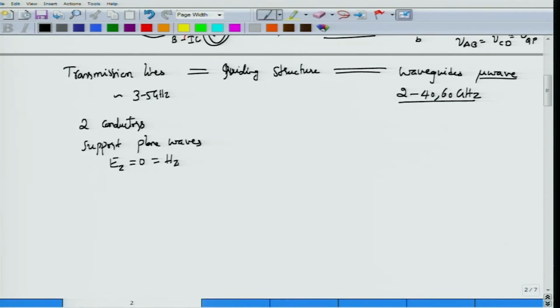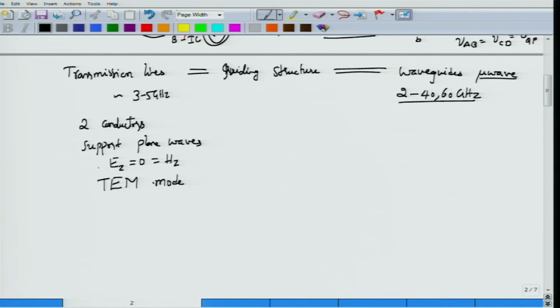None of these two components exist for plane waves, and these are the ones which are supported by the transmission line. In fact, this plane wave structure is called a transverse electromagnetic mode. Mode being just a sophisticated jargon for solution of Maxwell's equations. So you solve Maxwell's equations, whatever electric and magnetic field values that you get, those are called modes. And plane waves are actually examples of what are called transverse electromagnetic modes.